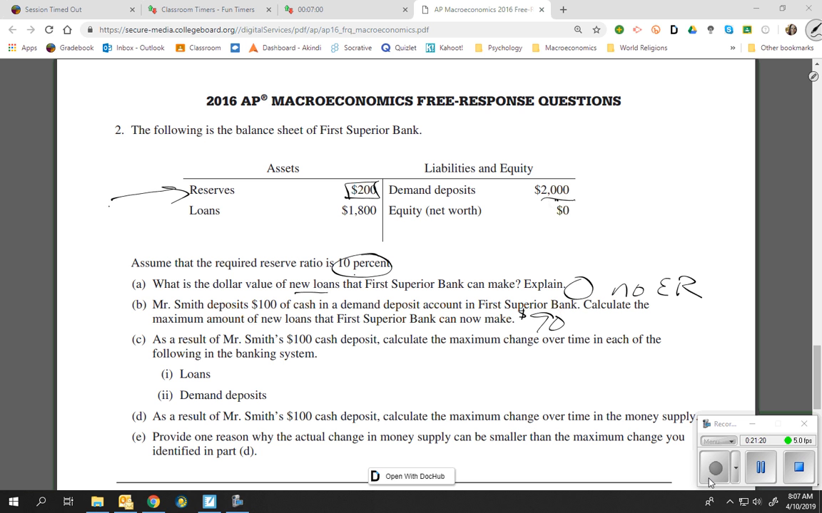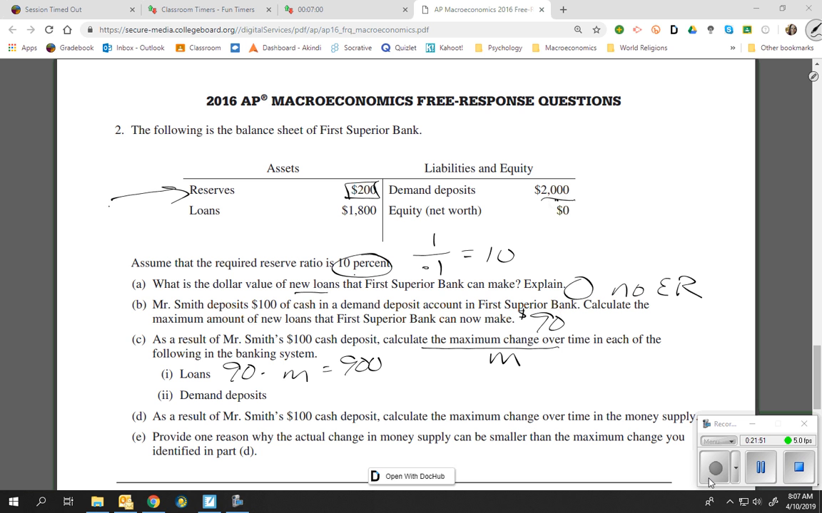C, as a result of that deposit, calculate the maximum change. If you say maximum change, you're probably gonna do a money multiplier problem, because max change is typically a multiplied effect. So you take the loans and you multiply it by M. 10%, 1 over 0.1, the multiplier is 10. 90 times 10 is 900. So we have that one right. I thought that was lower.